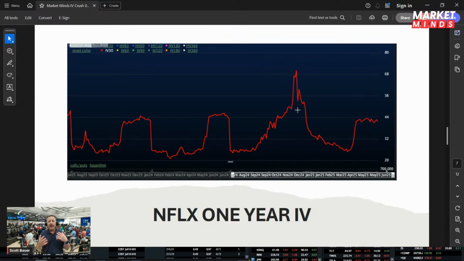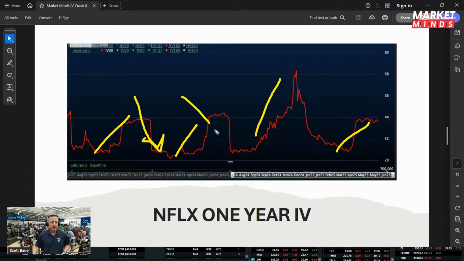So let's take a look at Netflix's 1 year implied volatility. Okay. As we can see, we get spikes and we get dips. Okay. We know with 100% certainty this pattern will continue. We will see that spike up prior to earnings. We will see it normalize after earnings once that uncertainty is gone.